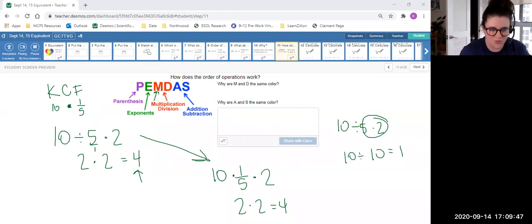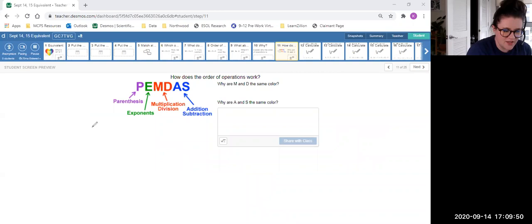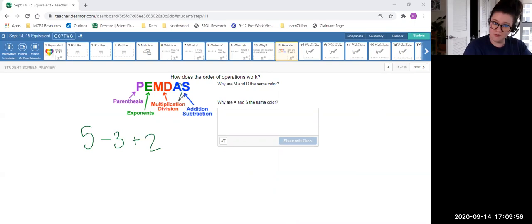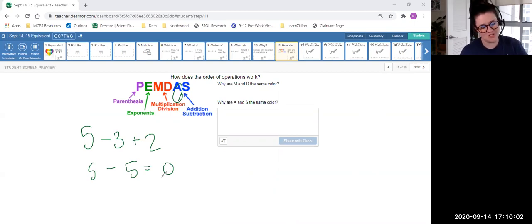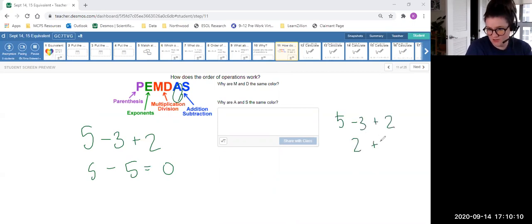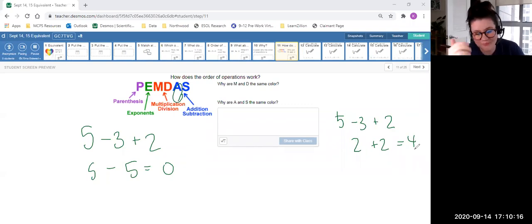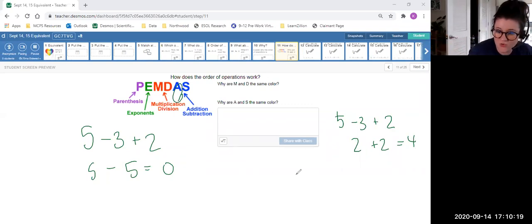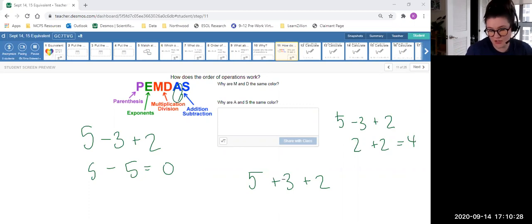Same thing with addition and subtraction. So if I have 5 minus 3 plus 2, I could say, oh, well, A comes first, so I do 3 plus 2, which is 5, and 5 minus 5 is 0. But that's not right. If I have $5, I spent 3, that means I have 2 left. Then I earned 2 more dollars. I have in total $4. Why does that work? Same thing. Addition and subtraction are inverse. So this is really 5 plus negative 3 plus 2.